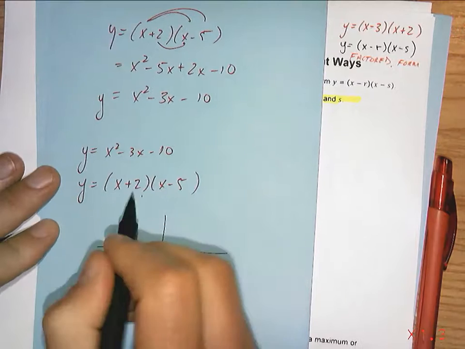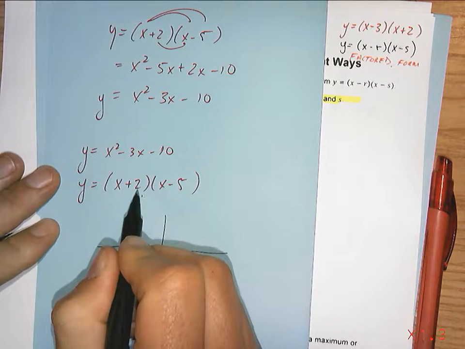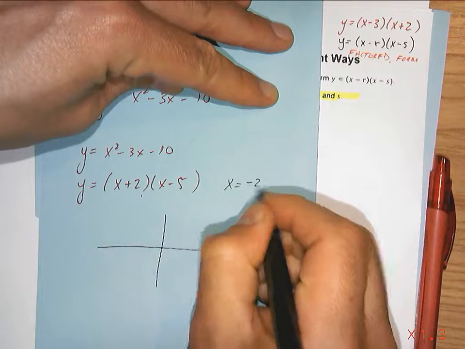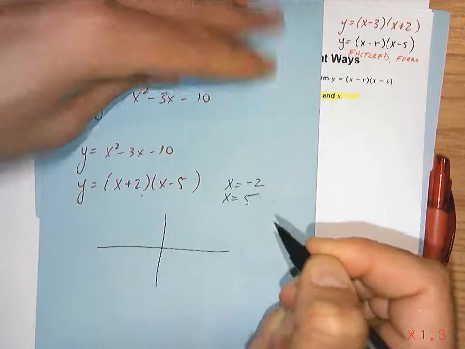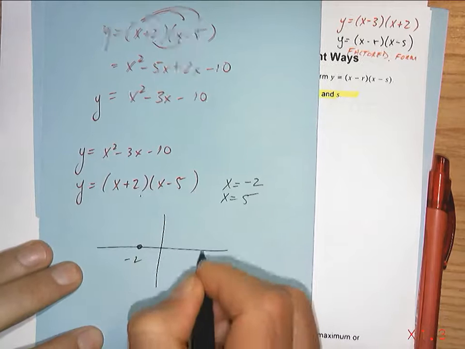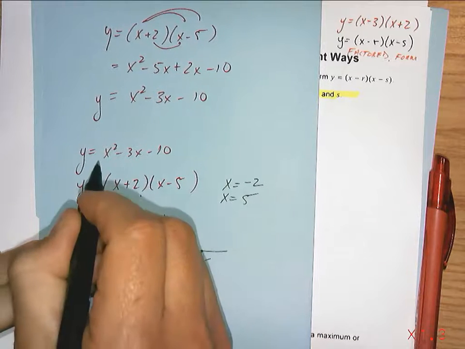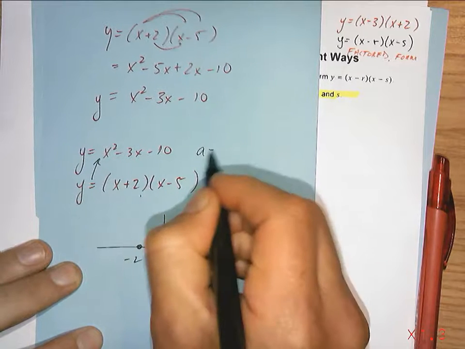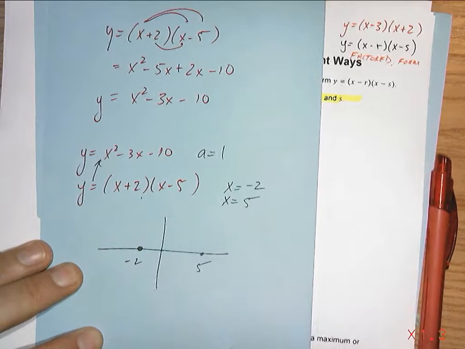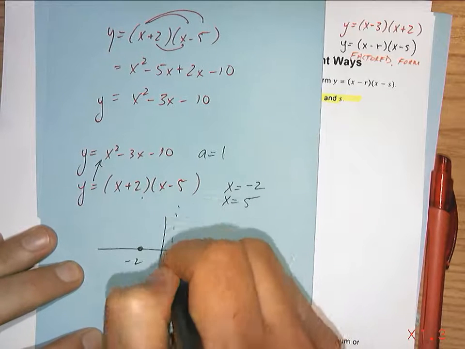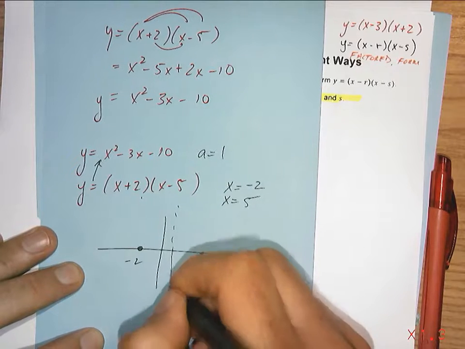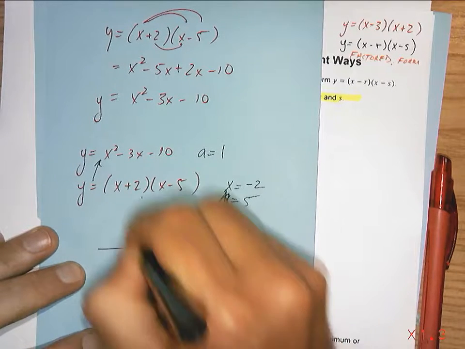And since we know that these are my x-intercepts, one of the x-intercepts is going to be negative 2. The other one's going to be 5. This value of a equals 1, which is positive, which means we know this opens up. We know that the axis of symmetry has to be directly in the middle there somewhere. So our parabola looks something like this.